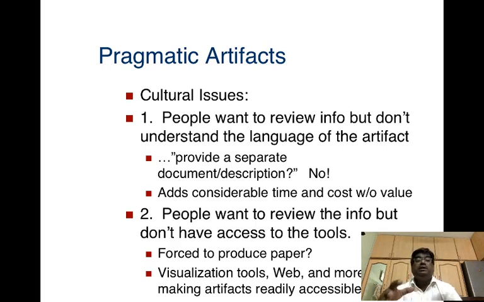In that case, people want to review the information. People means here the development team, those who are involved in making software. They want to review the information. They need some information but don't have access to the tools. They don't have proper information. Forced to produce paper, visualization tools, web, more making artifacts readily accessible. So they don't have a way to get the information.